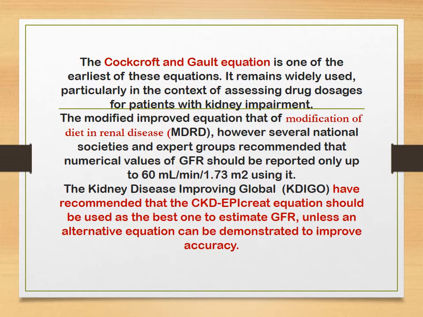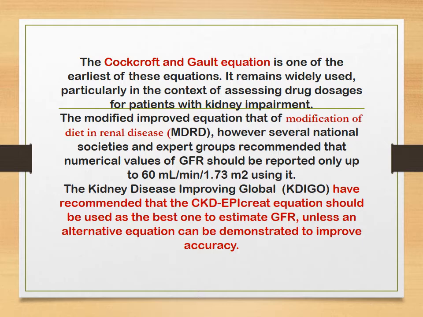The second one is the Modification of Diet in Renal Disease, which is improved over that of Cockcroft. However, several reports documented that it is valid to use it only down to a GFR level of 60 ml per minute per square meter. Beyond that, less than 60, it becomes incorrect.